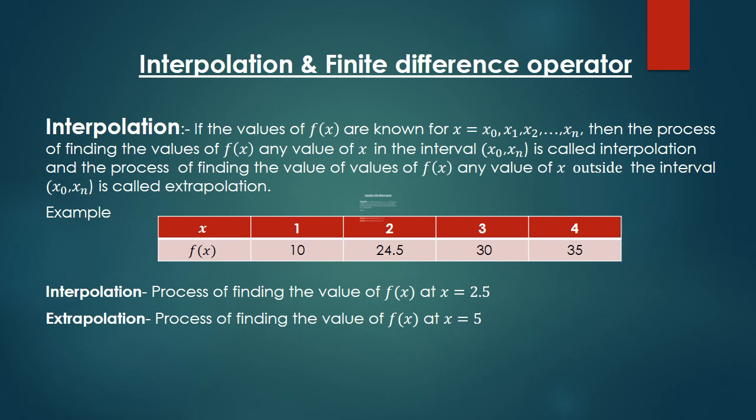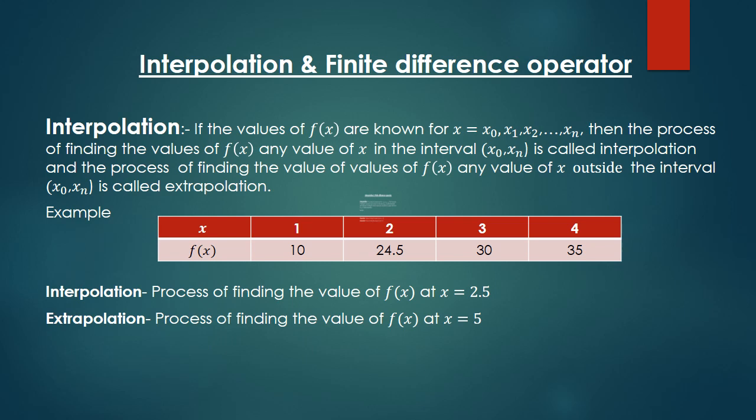Interpolation. Let f(x) be a function, and we know the values of f(x) for some discrete values of x equal to x0, x1, ..., xn. Then the process of finding the value of f(x) for any value of x in the interval [x0, xn] is called interpolation, and the same process for any value of x outside the interval [x0, xn] is called extrapolation. For example, consider the following data set.